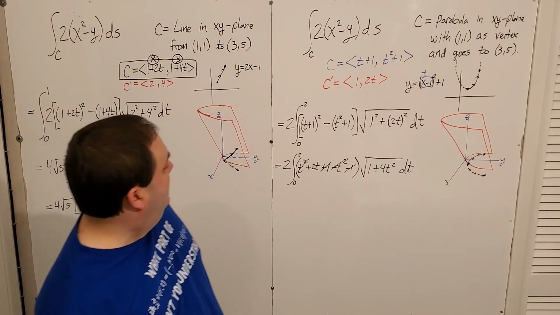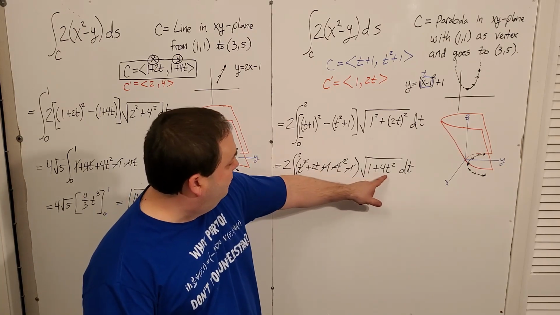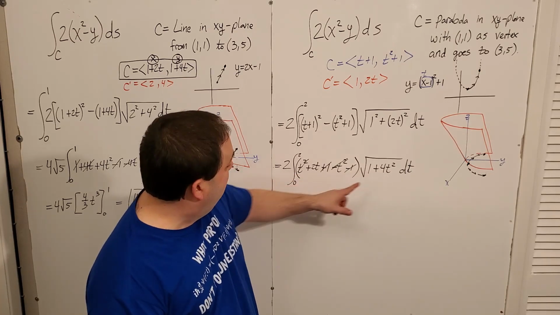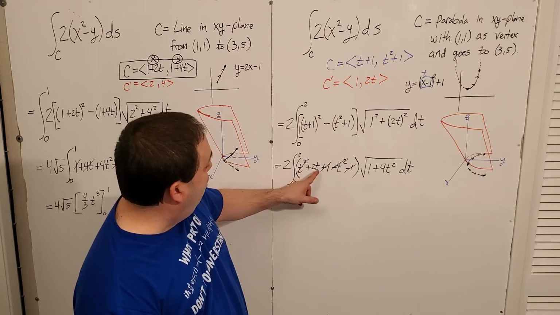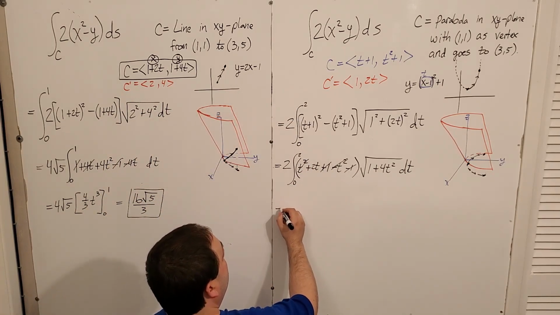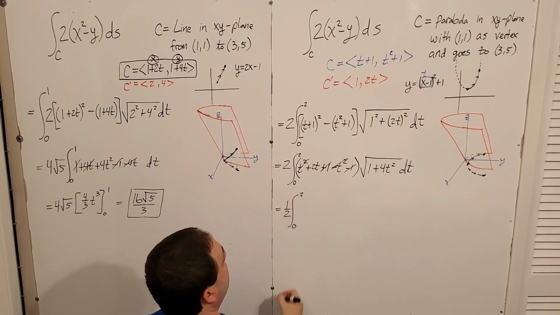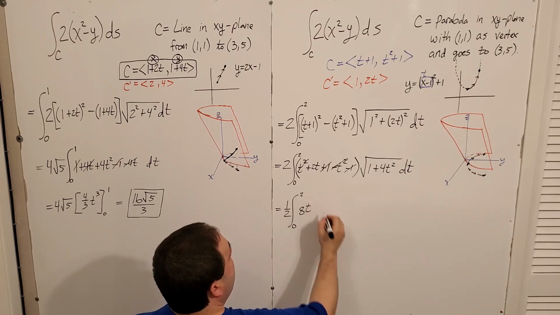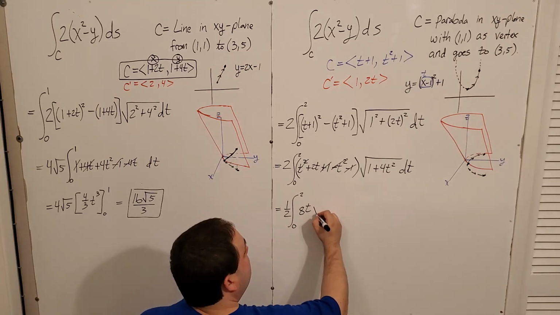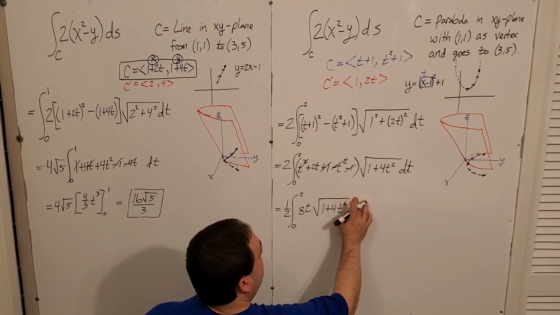All right. Well, it looks like we're setting up for a substitution here. The derivative of the inside piece is going to be 8t. And right now I've got a 4t. So I'm going to need to balance out a little bit here. I'll put a 1/2 out front. From 0 to 2, I have 8t at that point, because 1/2 times 8 is 4. Square root of 1 plus 4t squared dt.